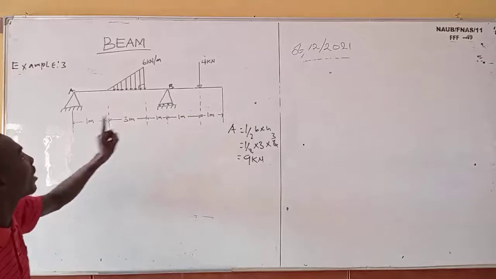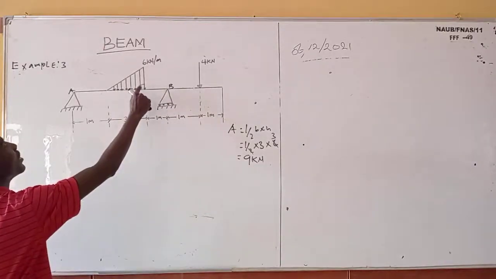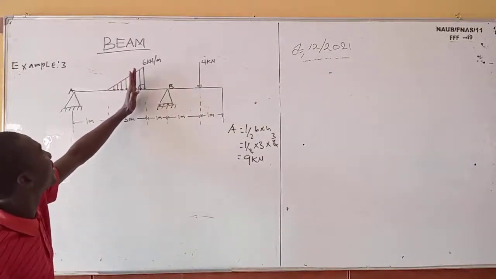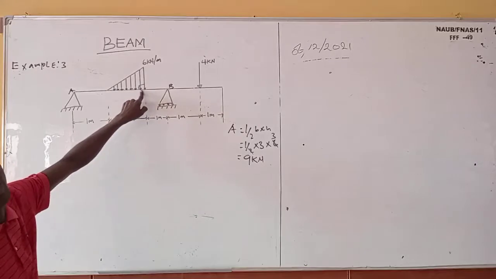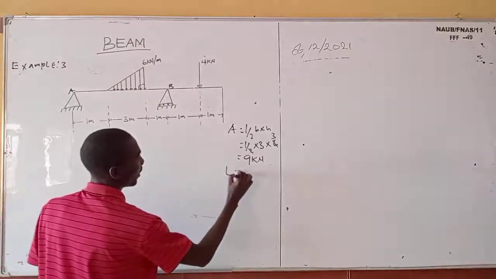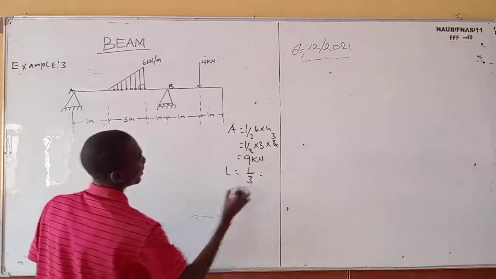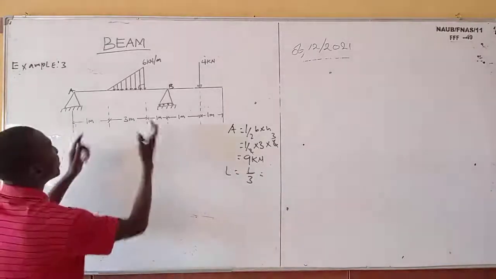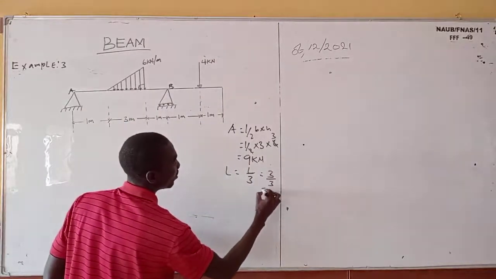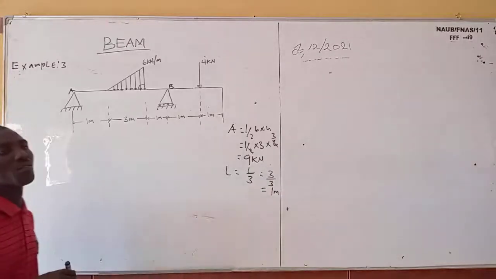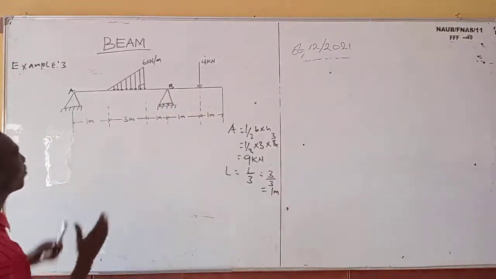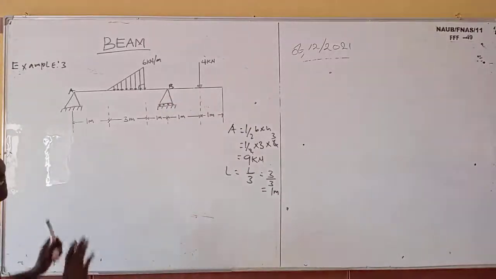Do you understand? This angle 90 will let you know that it's going to act at L over 3 away from this angle 90 degree. The L here means the length that it covers. And what is the length it covers? That is 3. So it's going to be 3 over 3, which is 1 meter. It means it acts 1 meter away from angle 90 degree.